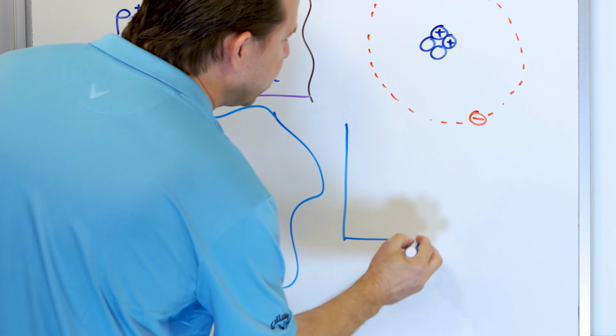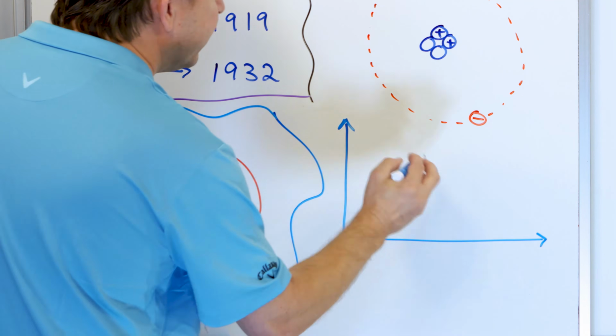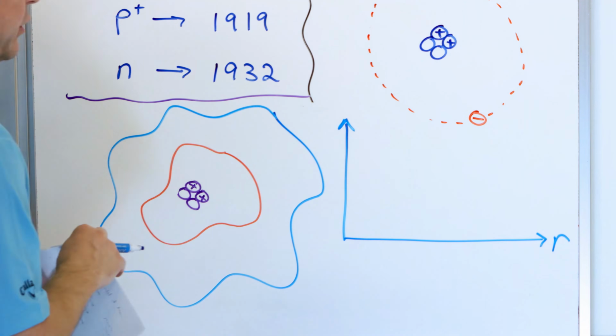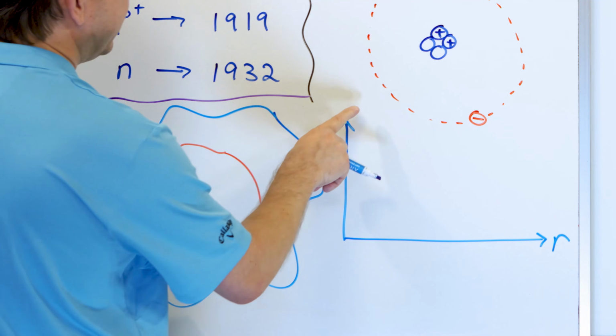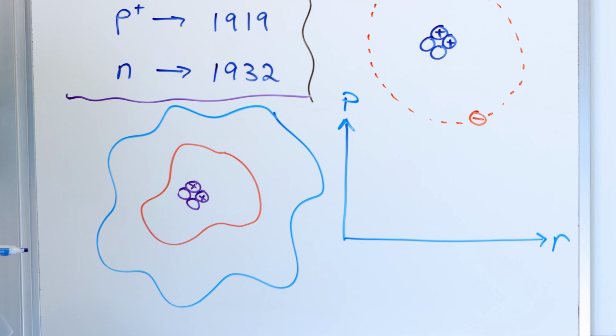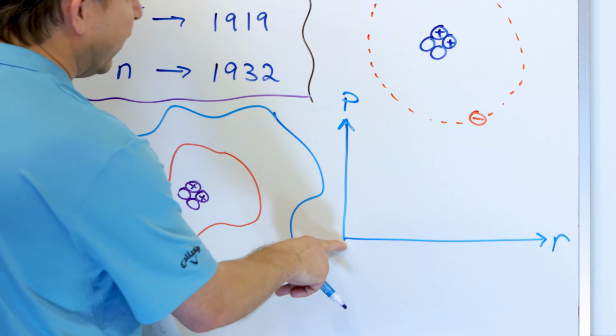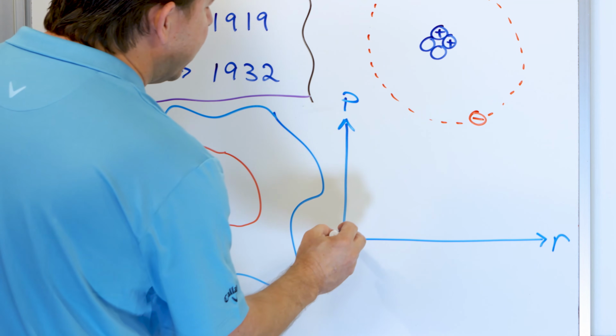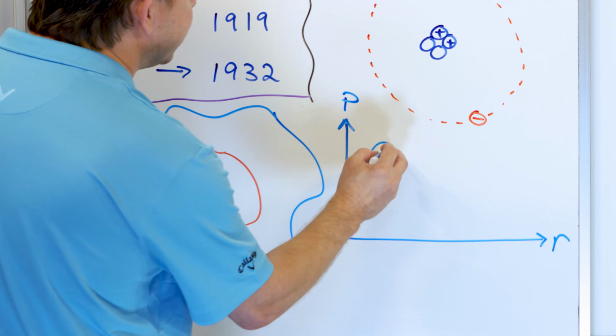So one thing we're going to learn about later is if this is the distance away from the nucleus of an atom, and this is the probability, I'll put P, the probability of finding the electron there, and right here is the nucleus, then what happens is you have a curve that looks something like this.